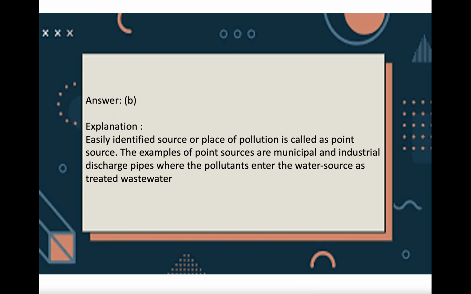What is a point source? An easily identified source or place of pollution is a point source, like municipal and industrial discharge pipes where pollutants enter a water source. That we have revised in our previous session.